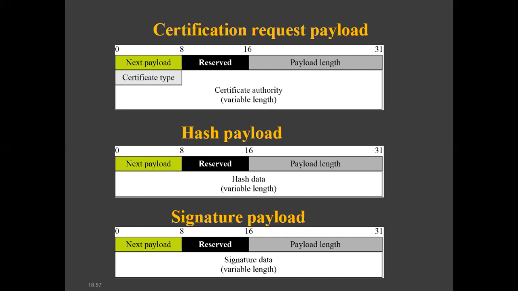The next payload is the signature payload, which is carrying the signature data. It is the data generated by applying the digital signature algorithm over some part of the messages or ISAKMP state. So the signature field is a variable length field and it carries the digest resulting from applying the signature.